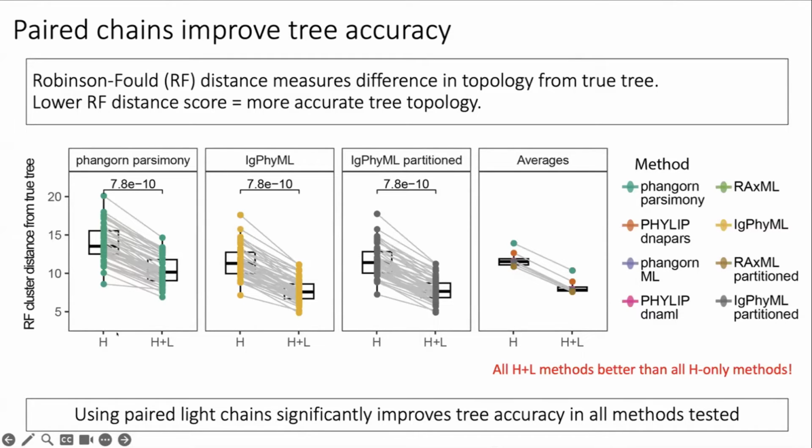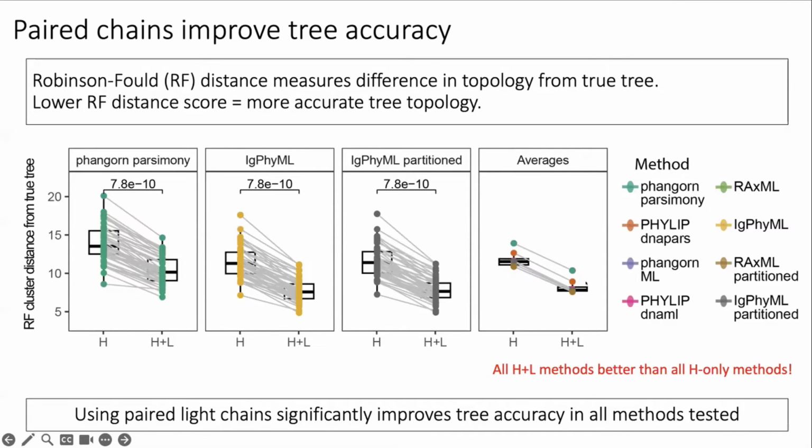And we can see in these plots that trees built using only the heavy chains have a much higher estimated Robinson-Foulds distance from the true tree compared to trees built using both the heavy chain and the light chain. So in this method, maximum parsimony, we can see that on almost every clone, adding the light chain gives you a more accurate tree topology. And this is the same in both maximum likelihood and multi-partition maximum likelihood.